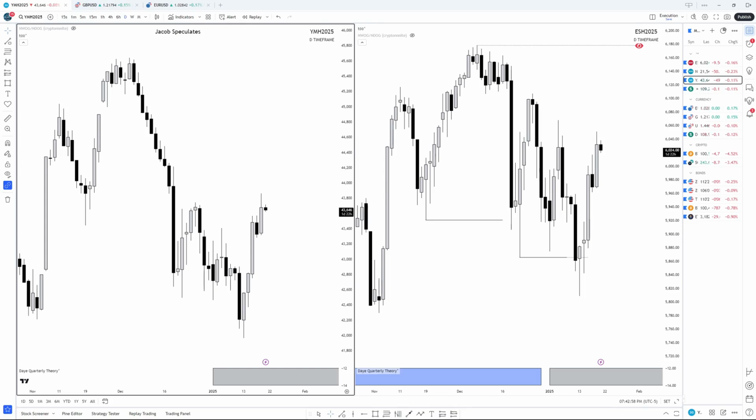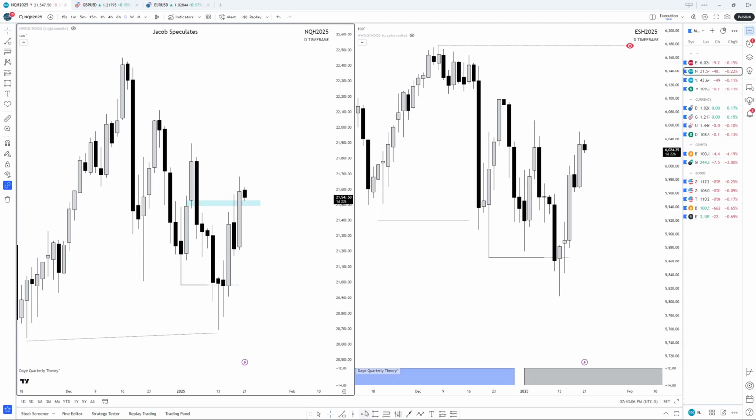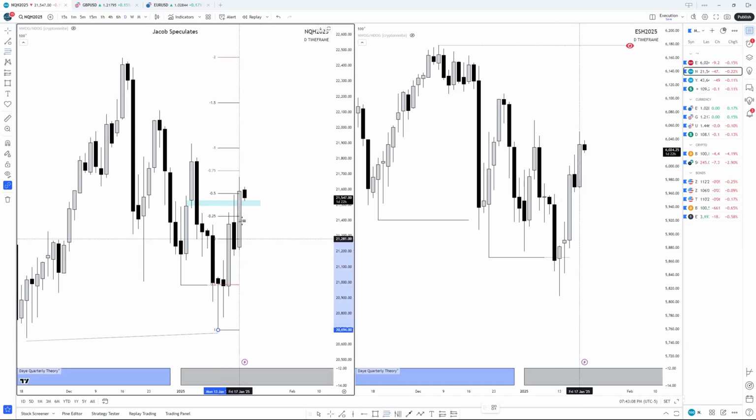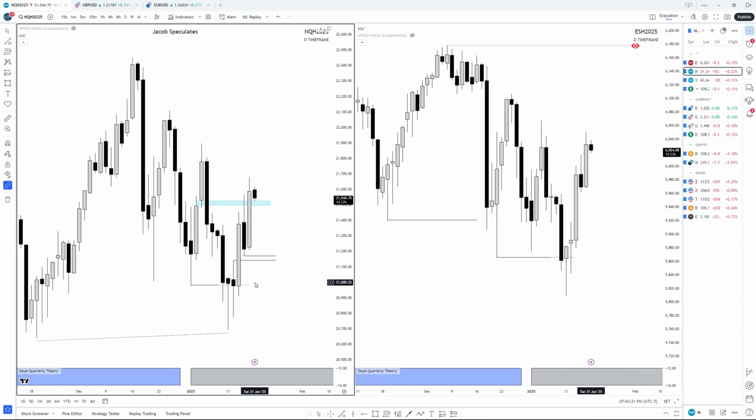Is it possible for NASDAQ to fall back into discount of the previous weekly range? So what I would like to see is, the previous weekly range would be from here to here. I would like to see this gap stay open. I would not like to see this gap get filled.